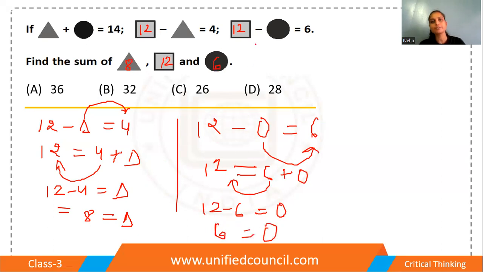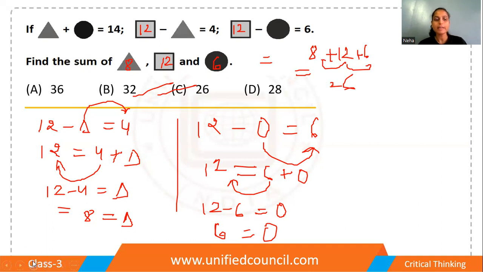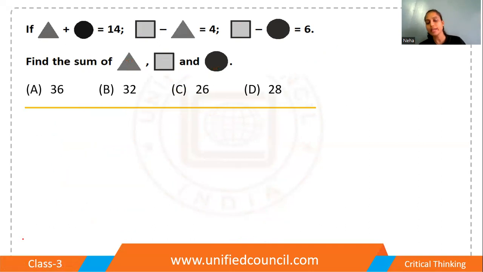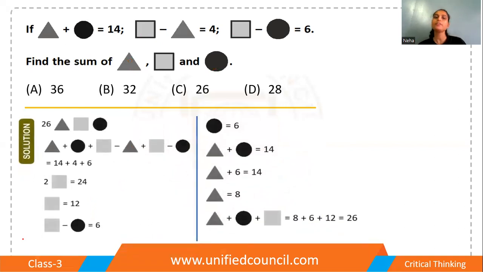Now the question is asking for the addition. So 8 plus 12 plus 6. Okay, so this is 20 and this is 6, 26. C is the right answer. So just check the question step by step and you will get your answer. These types of questions can consume your time in the exam. So just try to save some time for these types of questions.